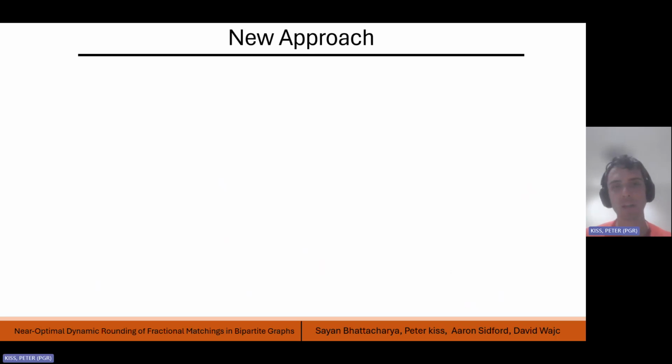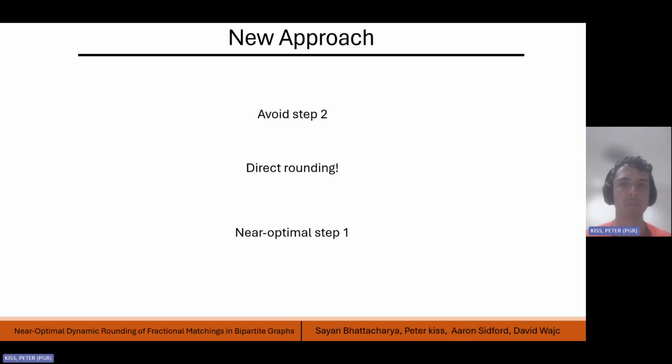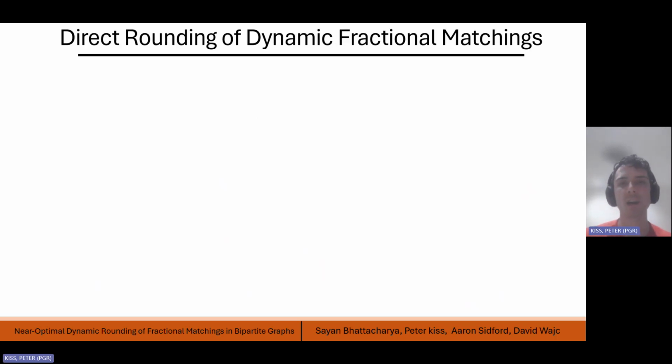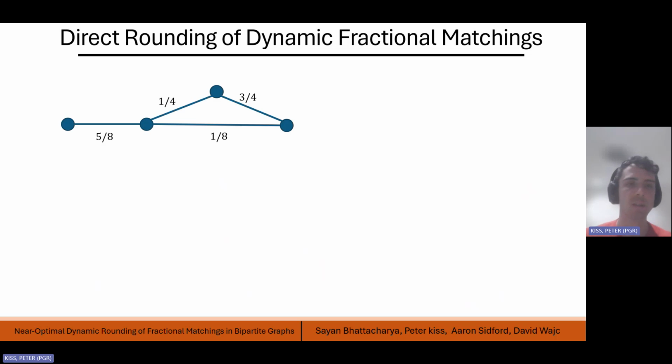So what is different in our approach? Well, the main difference is that we avoid step 2, that is, we avoid the step where we completely ignore the structure of the fractional matching we are given and use an integral matching algorithm on it. Essentially, we directly round without this substep, and we also make the sparsification step near optimal. So how do we directly round the dynamic fractional matching? Let's take some fractional matching, and we will first go through a static algorithm rounding it.